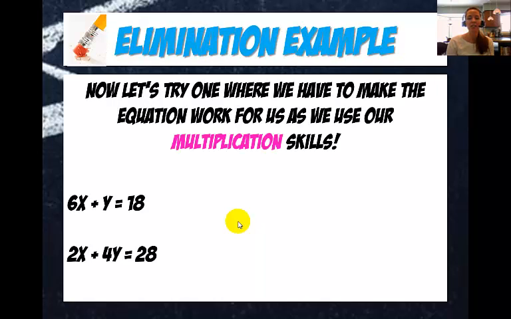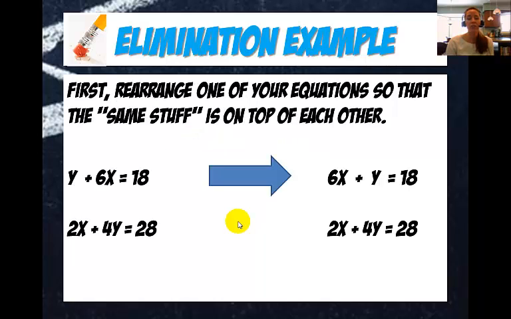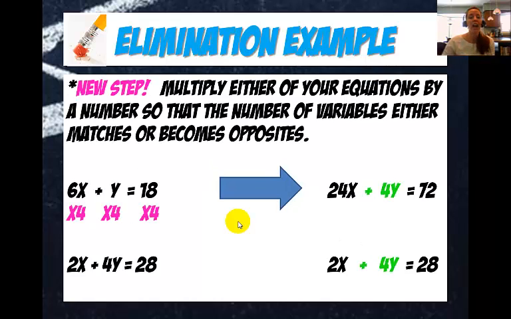Okay, let's look at one where we have to use multiplication. 6x plus y equals 18, 2x plus 4y equals 28. Well, first rearrange your equations so that the same stuff is on top of each other like before. We've got our x's, our y's, our equal signs, and our constants. A new step. This is just one extra step we're going to slip in there. We're going to look at our equations the way they were, here and here.